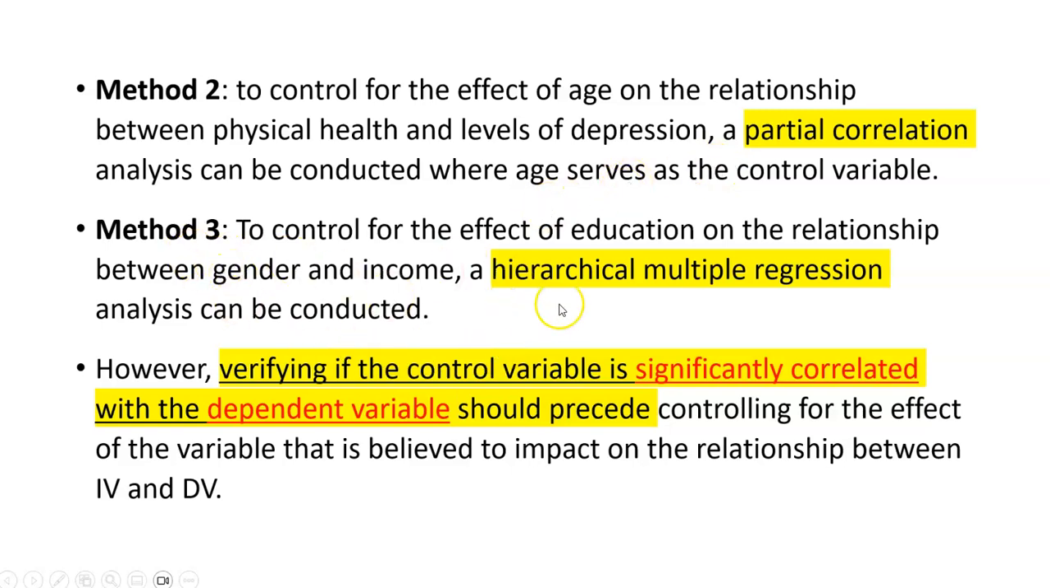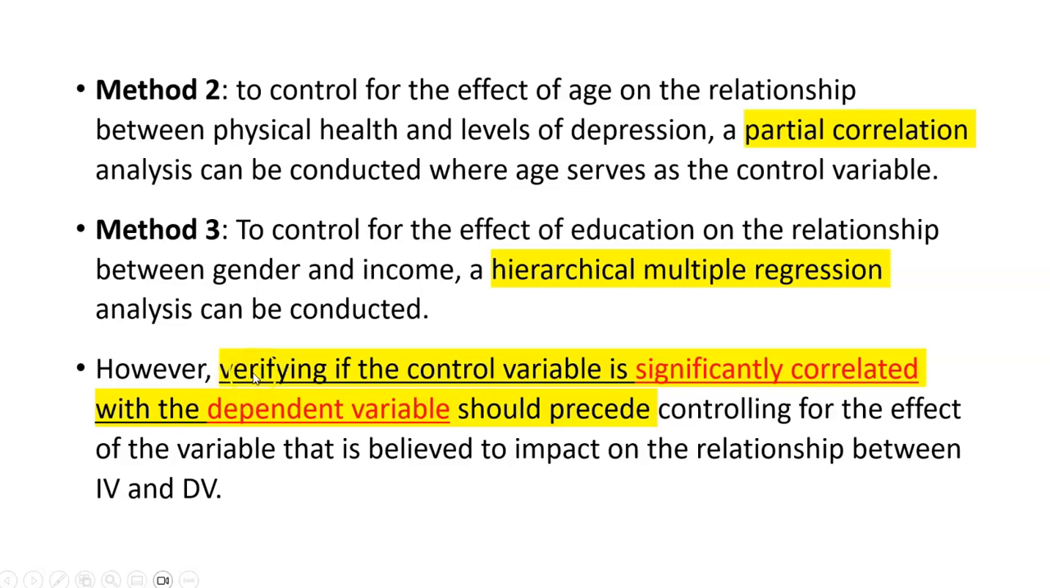Another method is a hierarchical multiple regression. This means that in this design of the study, you can put in your variables step by step. So you will know exactly which independent variable affected how much effect. So that is a hierarchical multiple regression. There is another way to use the control variable.